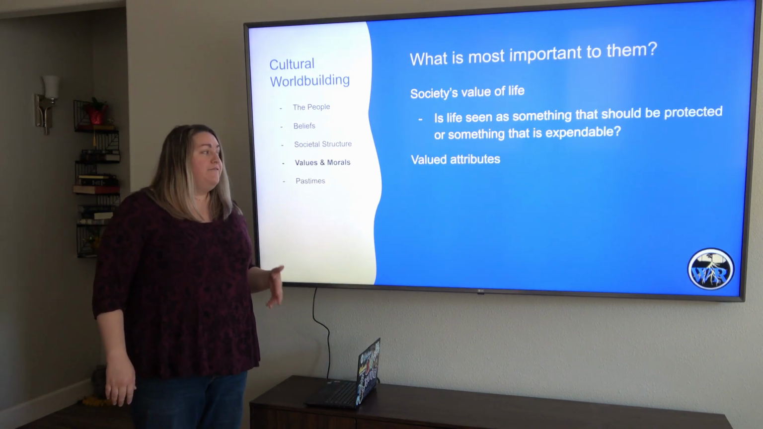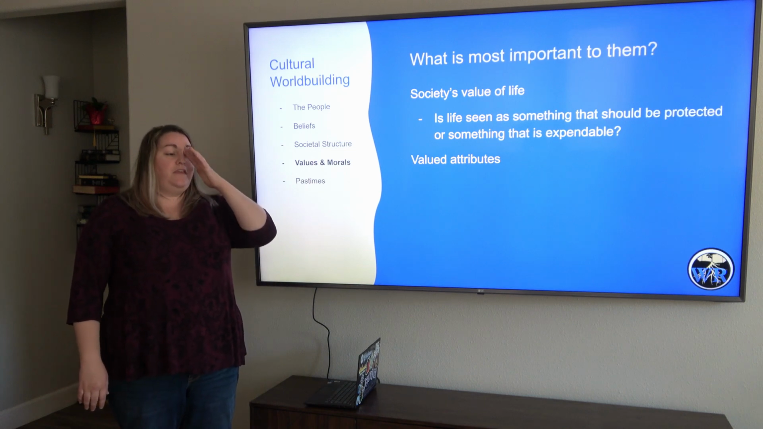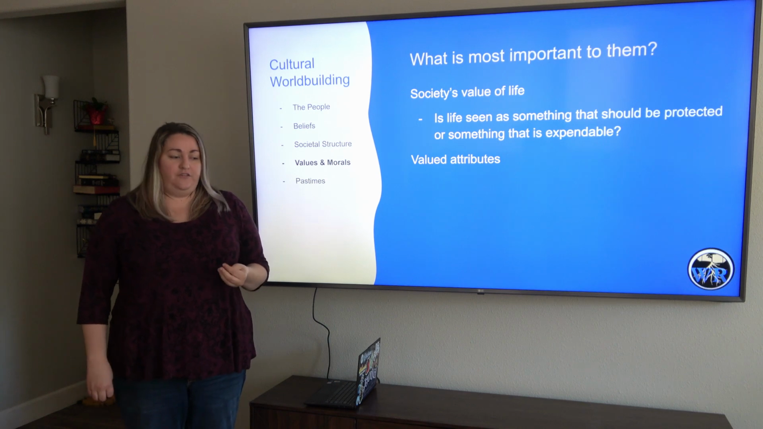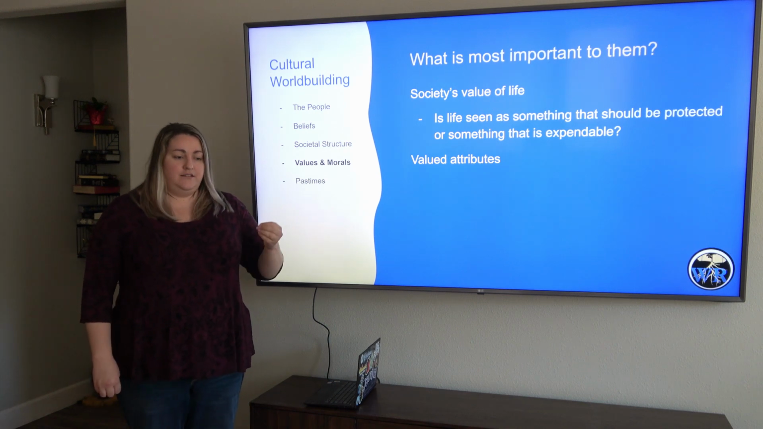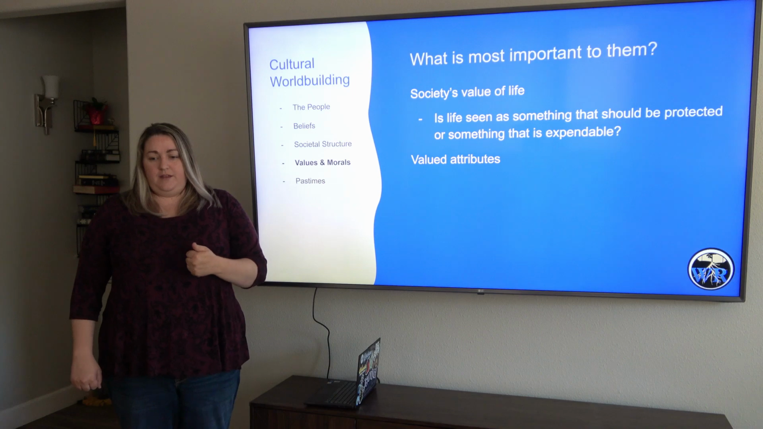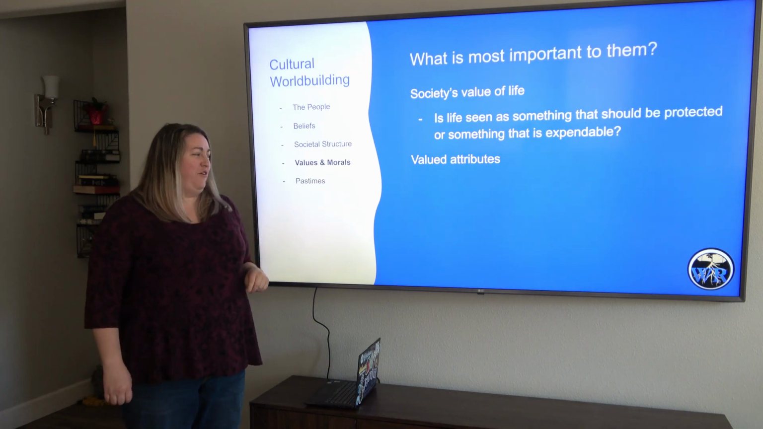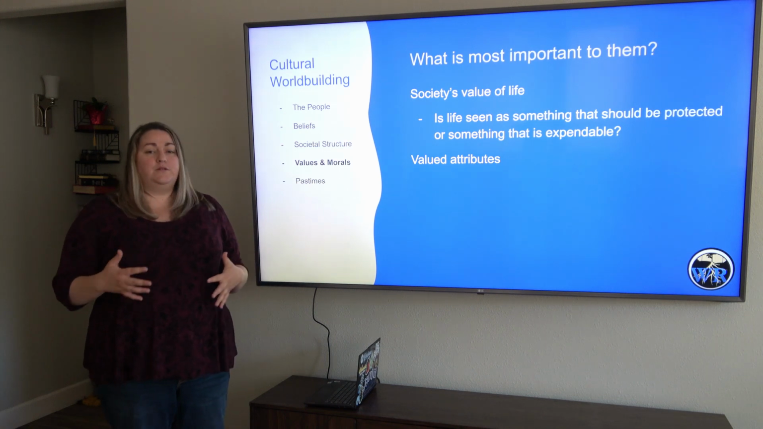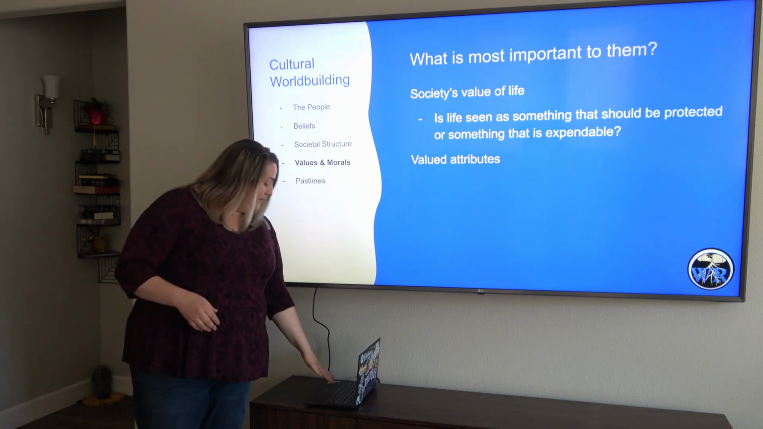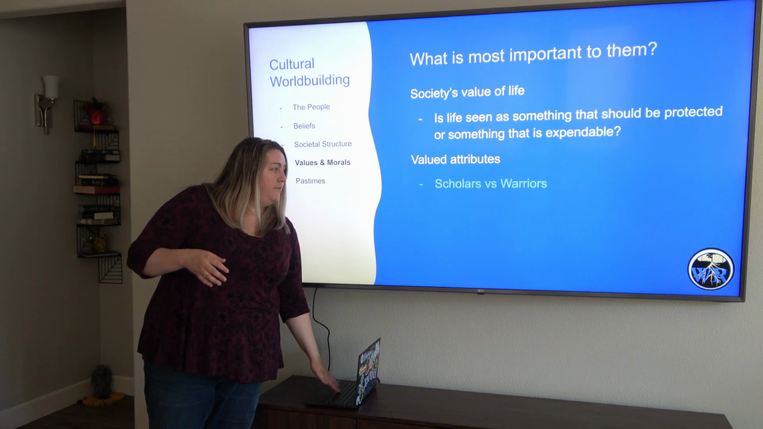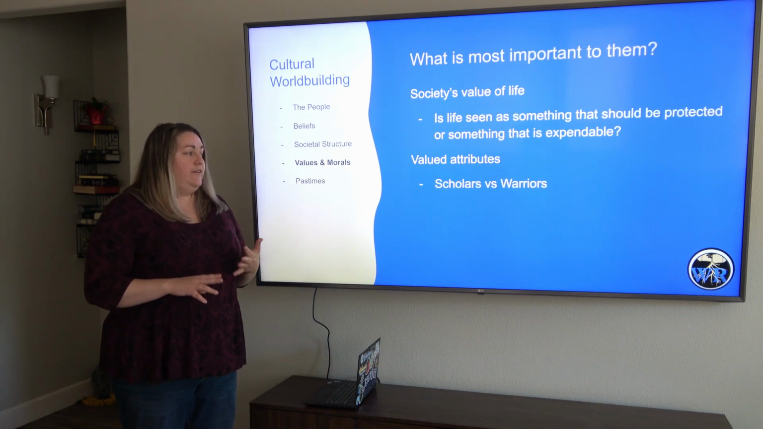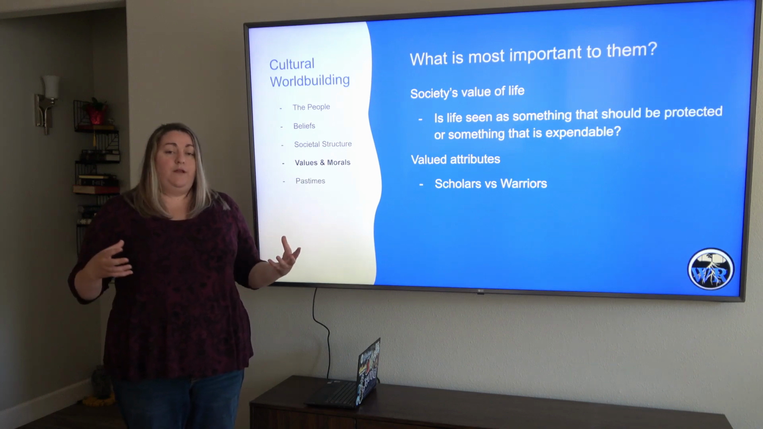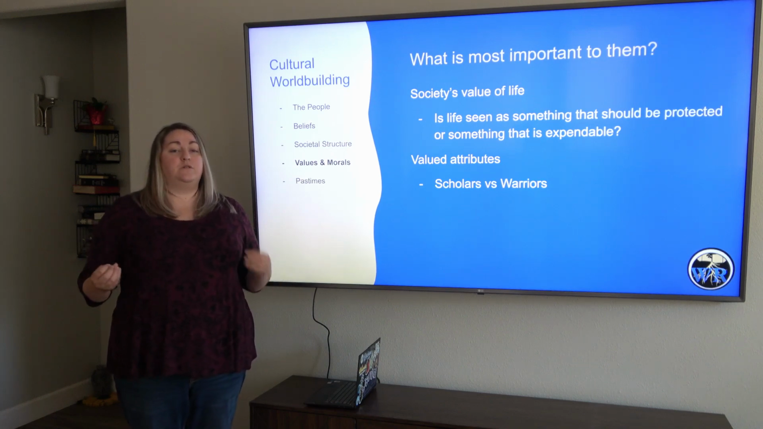And then what are the valued attributes? So within American society, there are the valued attributes of bravery and patriotism. That's the word I was looking for. Patriotism. Those sorts of values, those attributes that we value within the society. And of course, this changes over time. So does your society value scholars or warriors? That will determine how they view interactions with others.